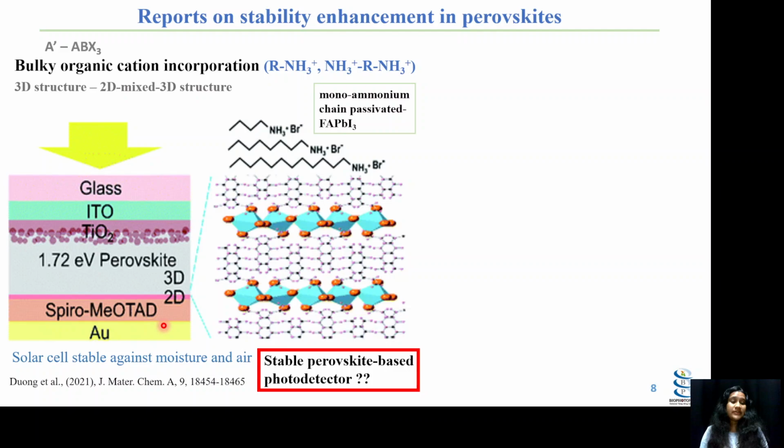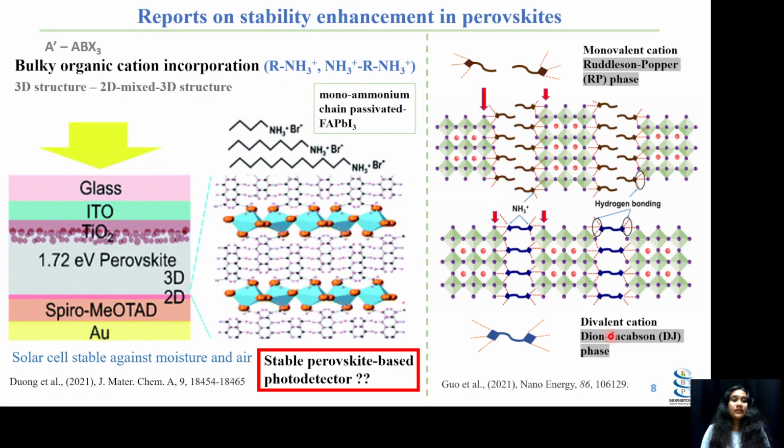Whereas in the case of divalent cations, which is known as the DJ phase, or Dion-Jacobson phase, the two head groups are involved in hydrogen bonding with the alternate 3D-like layers, and we see that the spacer region is shorter compared to the RP phase. And also from these arrows you can see that there's a misalignment in the alternating 3D layers in the RP phase, whereas there's no misalignment in the alternating 3D layers in the DJ phase.